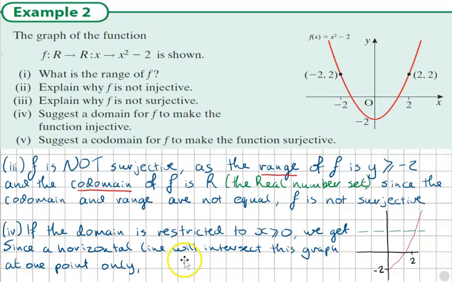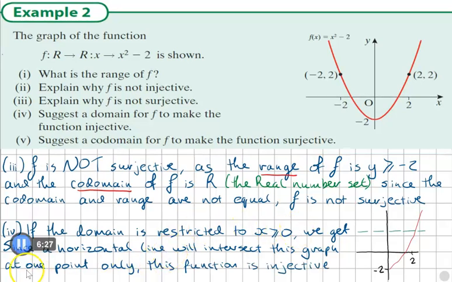Since a horizontal line will intersect this graph at one point only, this function is injective. So we can see the green line drawn in here. So this is a horizontal line, horizontal and parallel to the x-axis. And we know that if we were to move that green line anywhere from -2 upwards, it would intersect the graph once and only once.